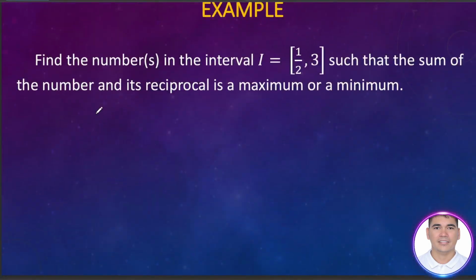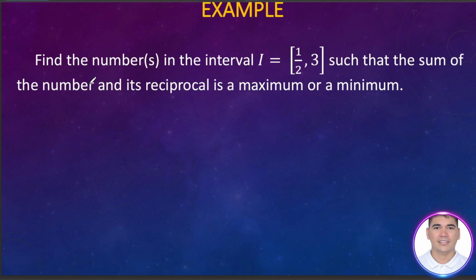Example, find the numbers in the interval I equals closed interval 1/2 and 3 such that the sum of the number and its reciprocal is a maximum or a minimum. Since the problem requires at least one number to satisfy the clause, the sum of the number and its reciprocal. So isang number lang yung hahanapin natin para mabigay natin yung tinatawag na the sum of the number and its reciprocal. And we have to form a function for this.